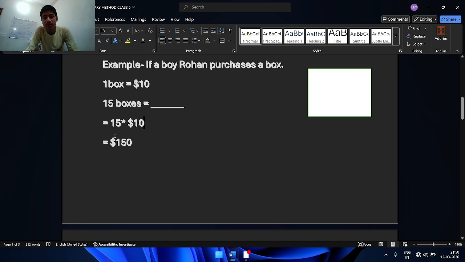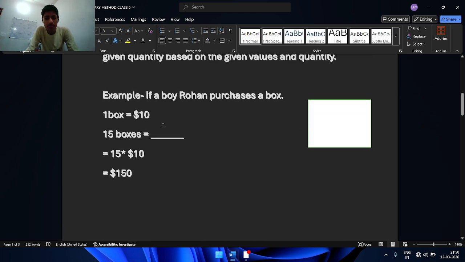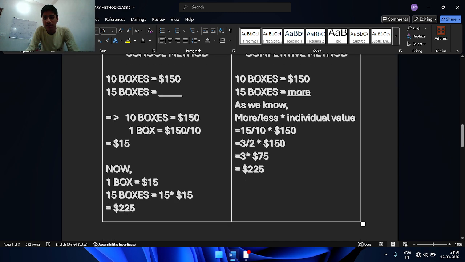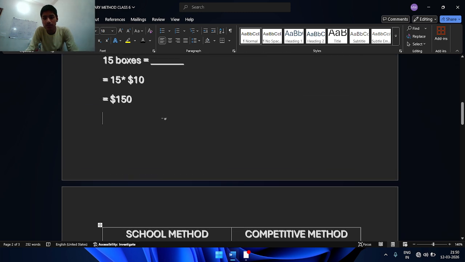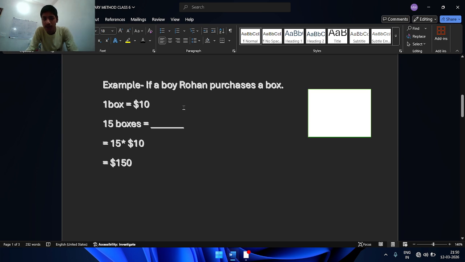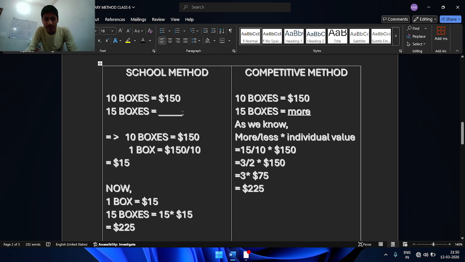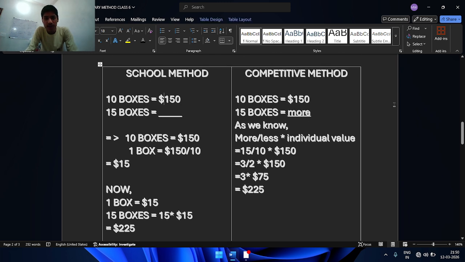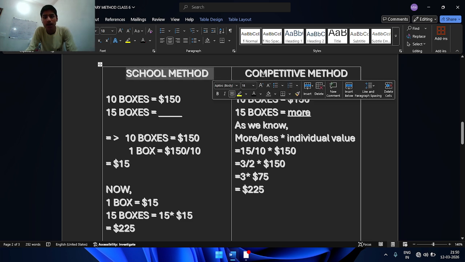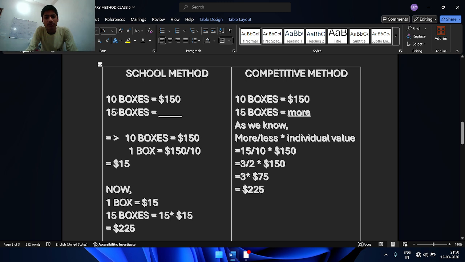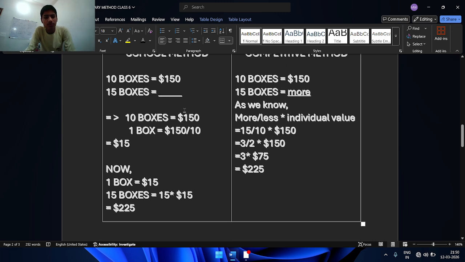In the school method you just do 15 into $10, that will be $150, to be honest. But what if I say there is one more method to solve, much easier, much simpler, and much more accurate? So here I have drawn a differentiation between the school method and the competitive method. First we are talking about the school method.